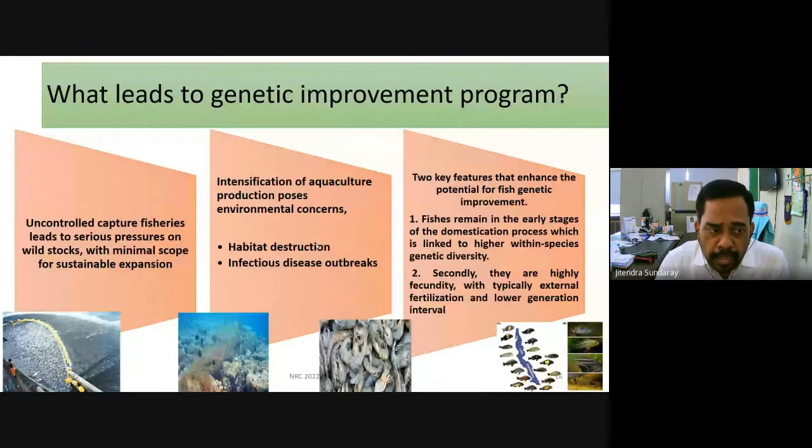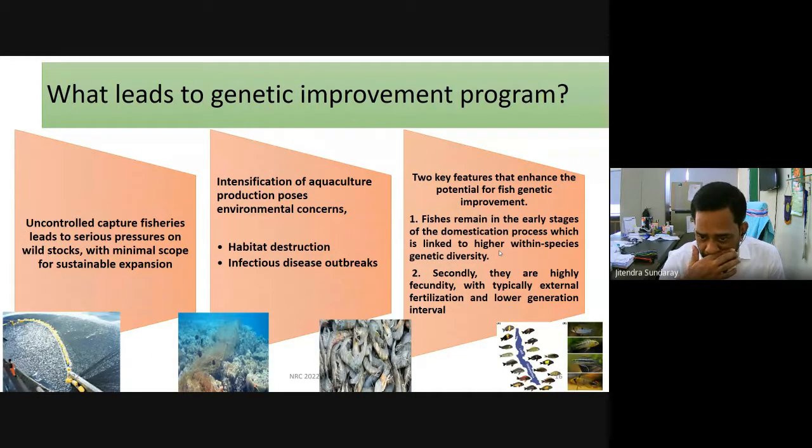So what does genetic erosion lead to? Uncontrolled capture fisheries, and I told you the growth rate in marine fish is very low. Intensification of aquaculture, habitat destruction, infectious disease, like what happened in Indonesia during 2000-2002. And there are two key features that enhance the potential for fish genetic improvement. First, fish remain in the early stages of the domestication process, which is linked to higher genetic diversity within the species. It's not like other animals. Secondly, they are highly fecund with typical external fertilization and a short generation interval.